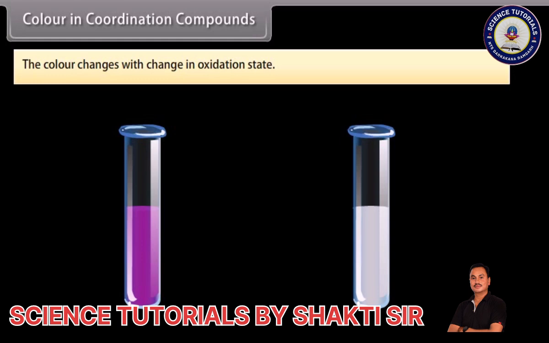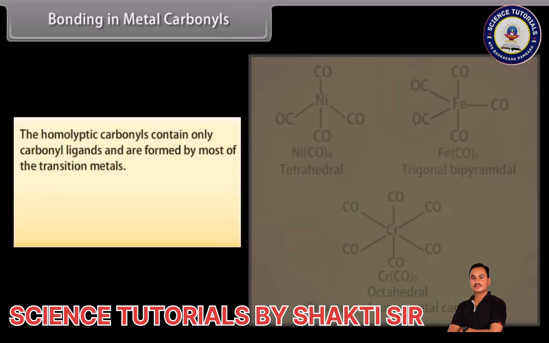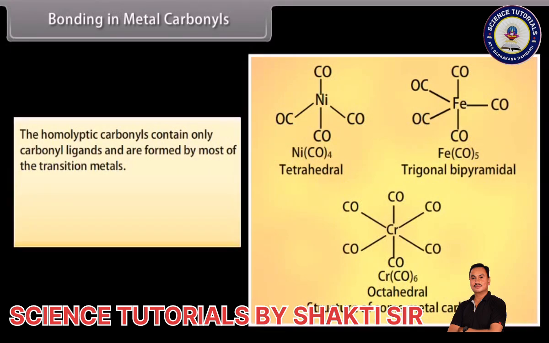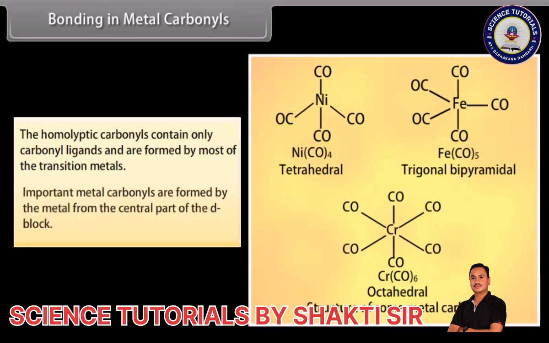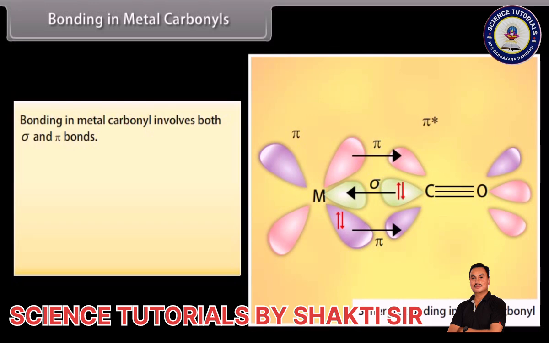Bonding in metal carbonyls. The homoleptic carbonyls contain only carbonyl ligands and are formed by most of the transition metals. Important metal carbonyls are formed by the metals from the central part of the d block. Bonding in metal carbonyls involves both sigma and pi bonds.